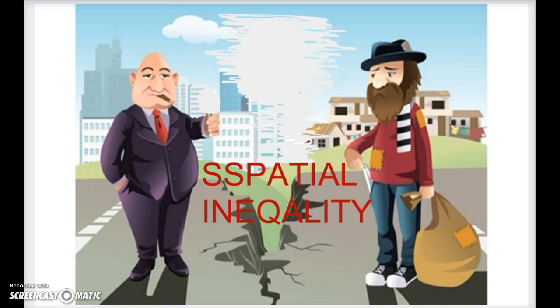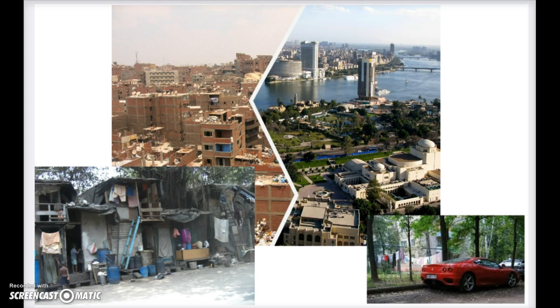Imagine if a slum was right next to the heart of the city. People might have fancy sports cars, and a block or two away, people are living in houses made of cardboard boxes. This is an extreme example of inequality. This is spatial inequality. Spatial inequality is when wealth and the standard of living is not distributed equally to people in a city.